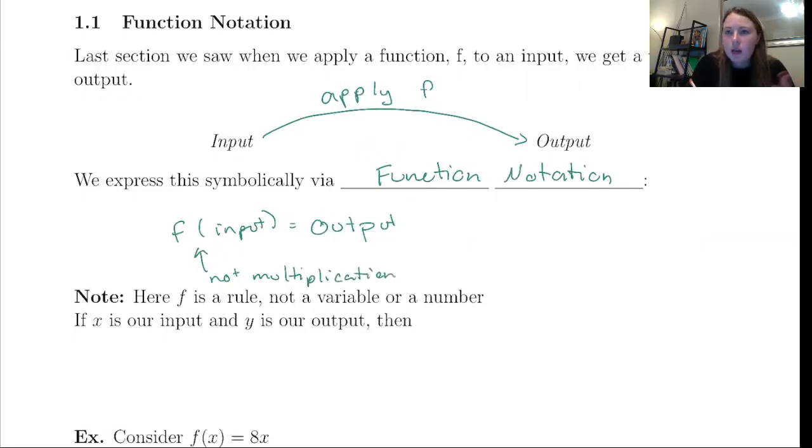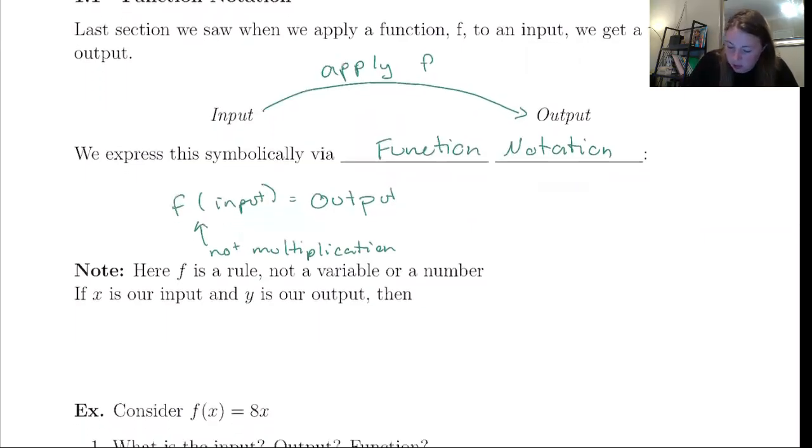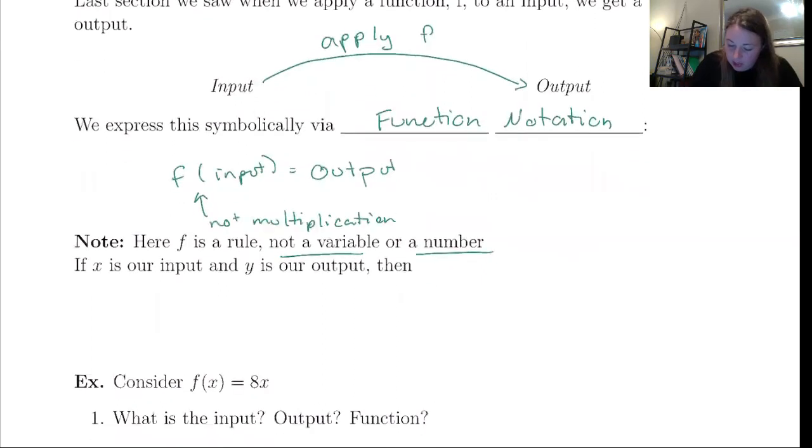And we don't always have to use f. We use f because it's the letter that function starts with. Like we often also see g and h of x, y, whatever. So here, f is a rule, not a variable or number. So that really is just saying that it's not multiplying by this variable f. So if x is our input and y is our output, we would then say that f of x equals y. And this is also how sometimes in textbooks and later math classes we'll just say that y is a function of x, and they'll state this. So y equals a function with x in it, right? It's pretty standard. It's like a sentence, right?